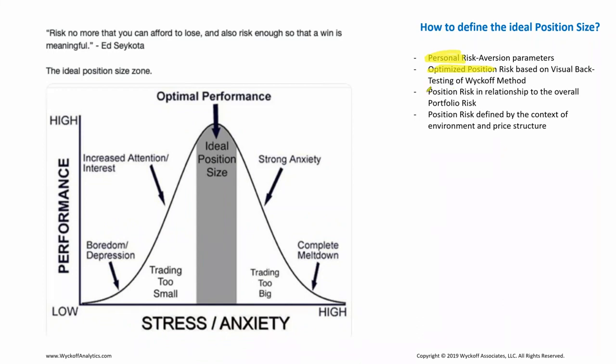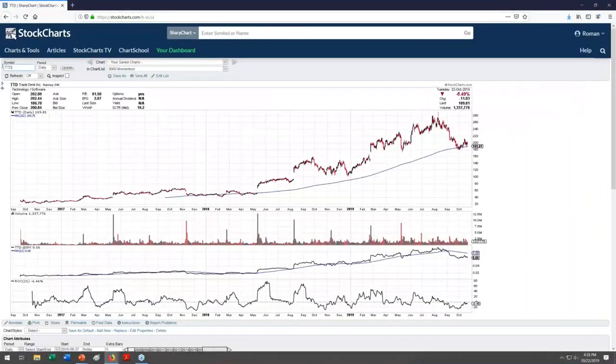We want to understand our position size in relationship to the whole portfolio risk that we have. And we also want to define the position risk, and therefore the portfolio risk, to be defined by the context of the environment and the price structure. So what do I mean by that, by the way, guys? This last point, position risk defined by the context of the environment and the price structure. Think about this.